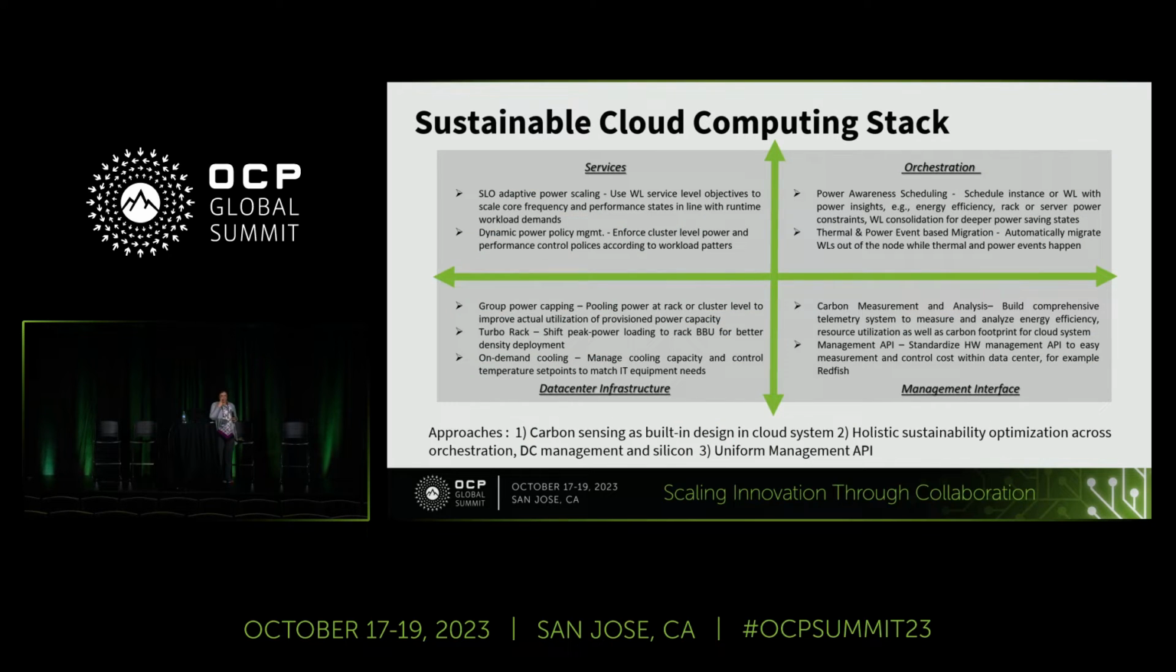So what are some of the things that Intel is doing in terms of the solutions that Intel is building? We have already built quite a bit in this area. One of them is SLO adaptive power scaling. What that is doing is, for a given workload, if you have an SLO, based on that constraint, you are dynamically scaling the frequency and the performance based on the demand of the workload. So that's what we are doing.